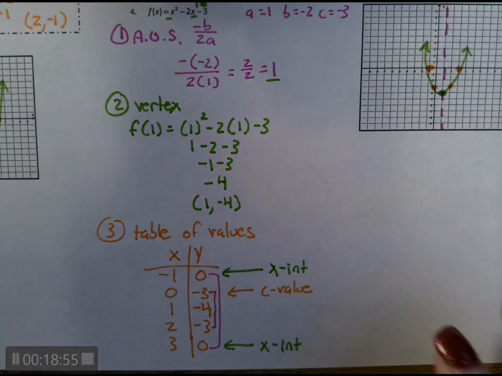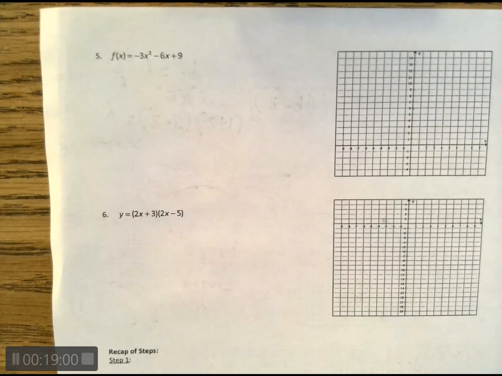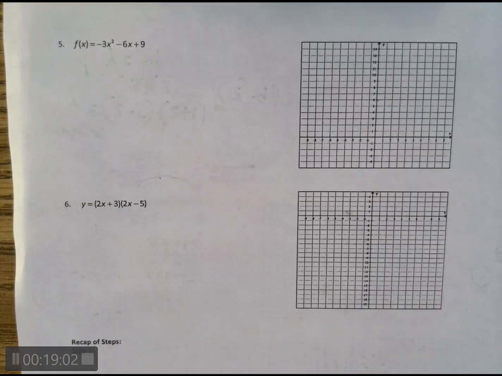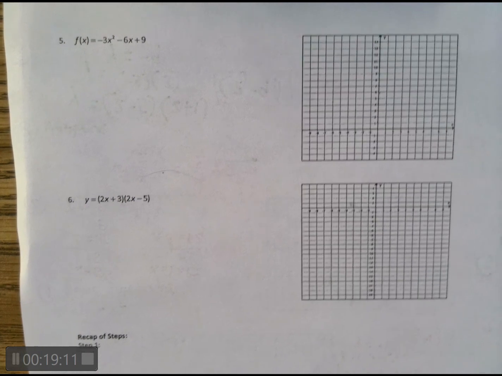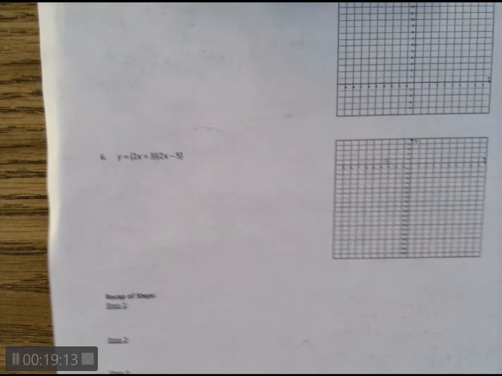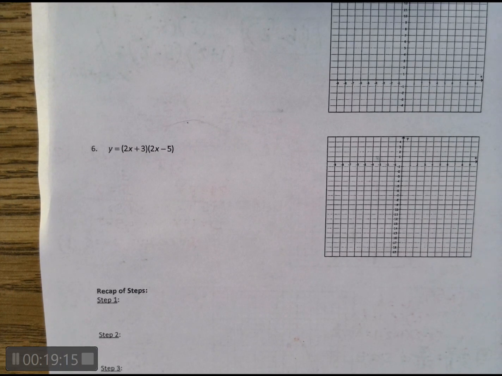Alrighty. Now let's flip to the back page. So you guys can try number 5 on your own time, because I think you guys are pretty decent at standard form. And then, let's see. I also want you guys to do number 6. Actually, yeah, try number 6 on your own. See what you can make of that. Okay? And then I will just give you a recap of our steps.